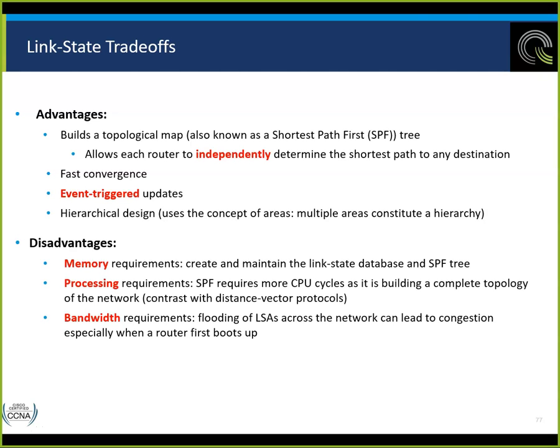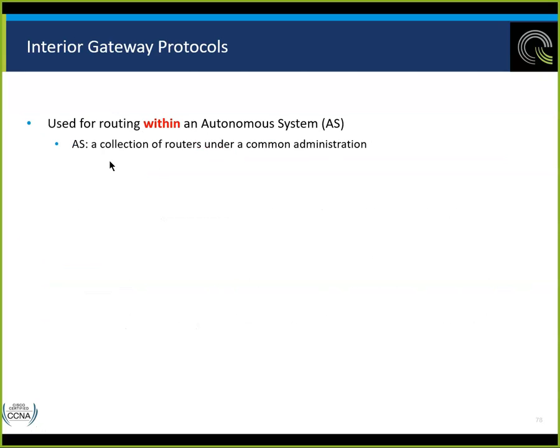Disadvantages: it's going to take a bigger device in order to run this. More memory, more CPU, more bandwidth is required. The flooding of the link state announcements, and this is the bandwidth at startup for the network, can lead to congestion, especially when the routers first start up and they're determining the entire infrastructure that's used for the routing within an autonomous system. An autonomous system is a collection of routers under a common administration. Common administration would be you're the network administrator someplace. You're the network administrator at LeaderQuest, or maybe at LeaderQuest Colorado Springs, or Denver, or Dallas. That would be an autonomous system.